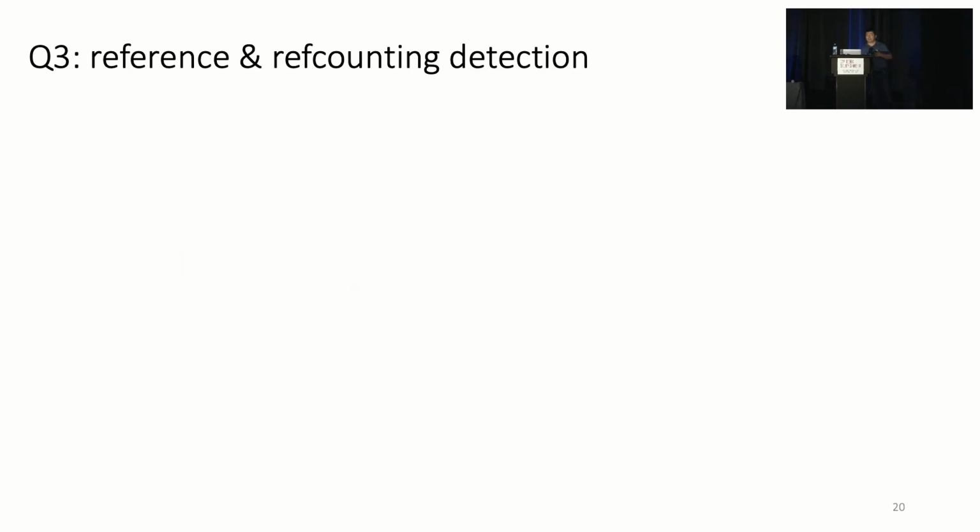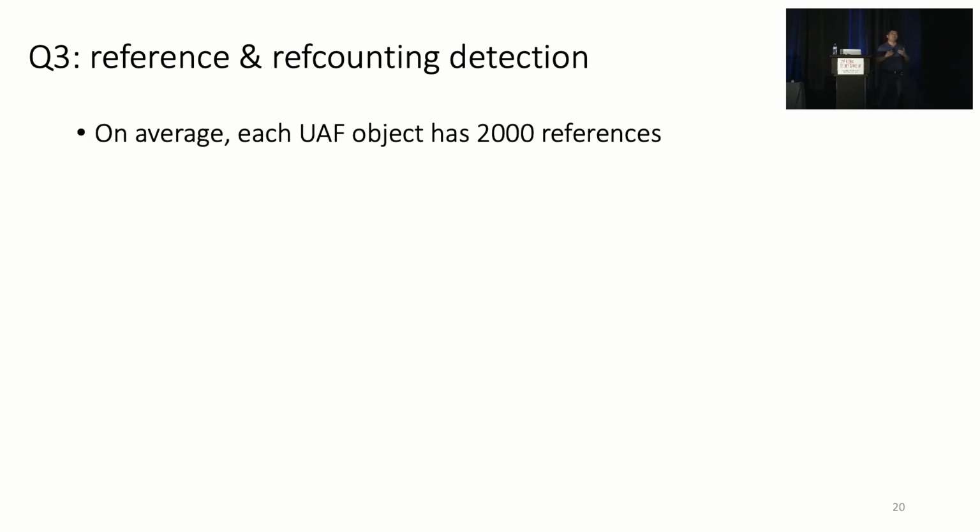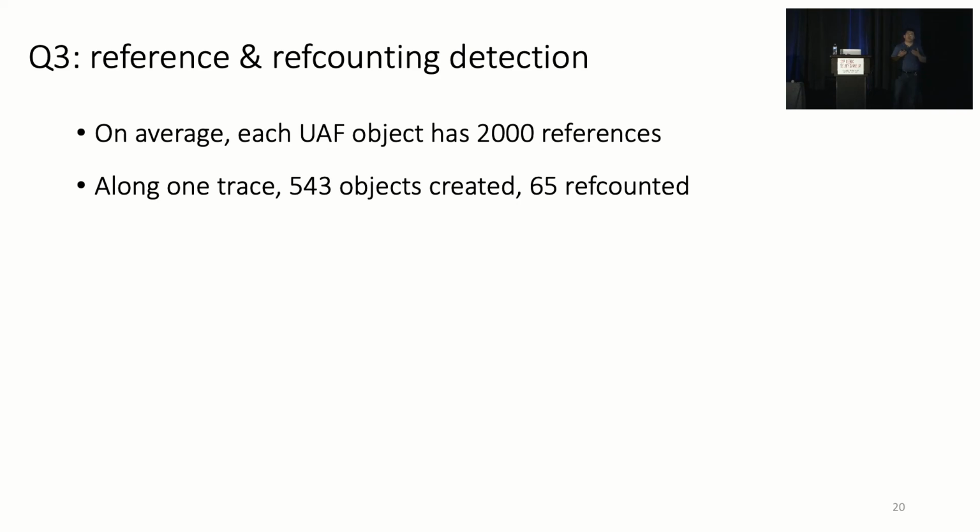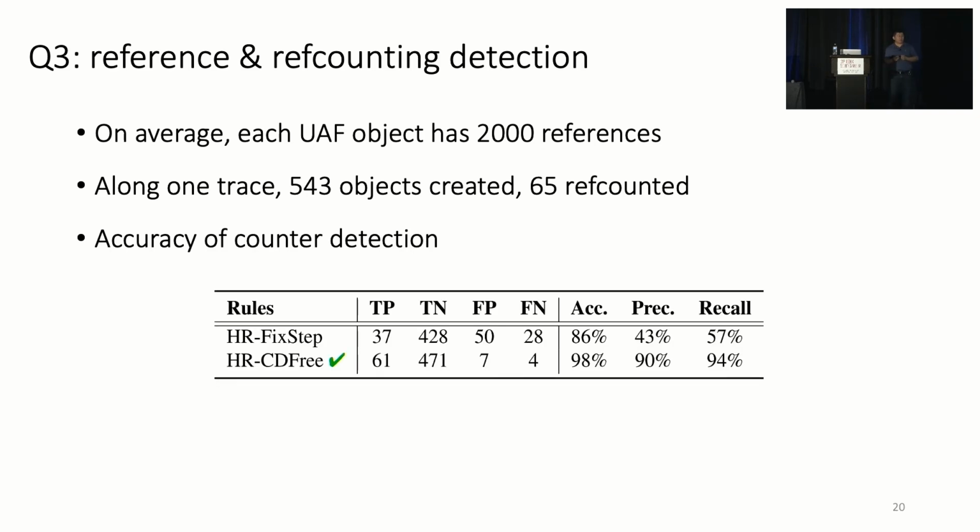And the last is just some statistics of our detection. So basically, on average, for each use-after-free object, we see there are about 2,000 references created and destroyed along the execution. And in one execution trace, we find 543 objects, and only 65 of them are ref-counted. Others are not ref-counted. And we also measured the accuracy of the counter detection. It turns out the control-dependent free is more accurate than the fixed step changing to identify counters.